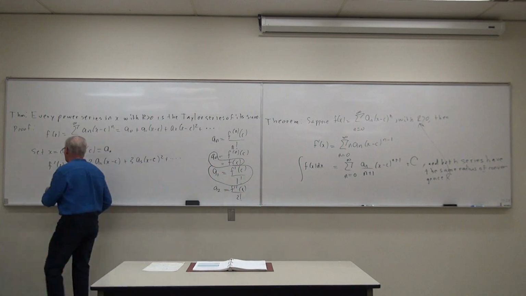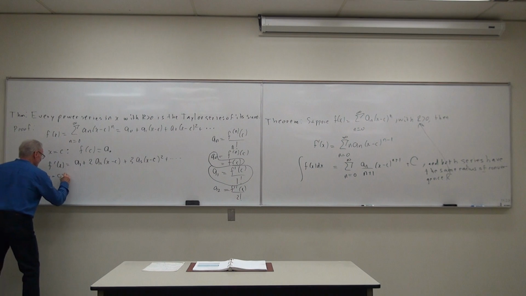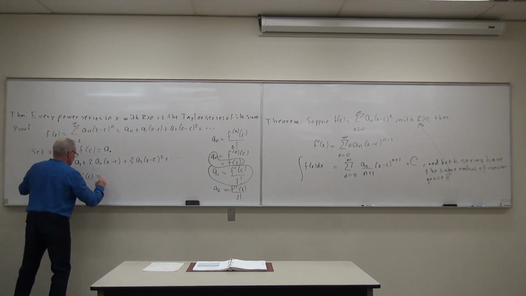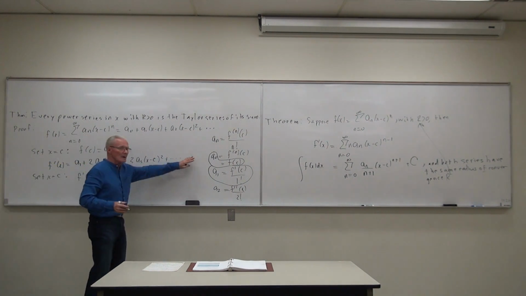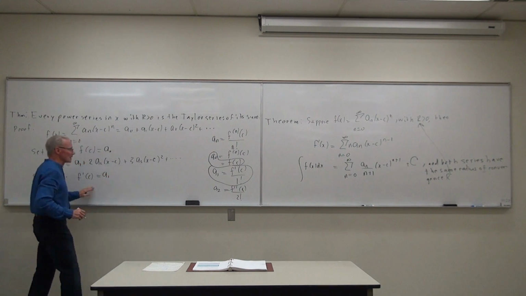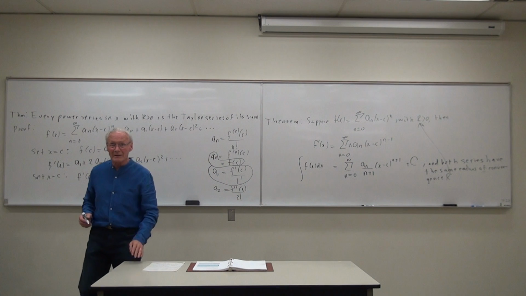What if I set x equal to c? What do I get? I get f prime of c is equal to, with x equal to c, those terms are gone, gone, gone. All you're left with is a1. Is that what I wanted to prove? The answer is yes. 1 factorial is 1.